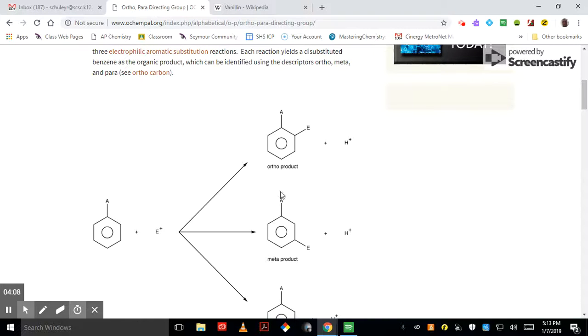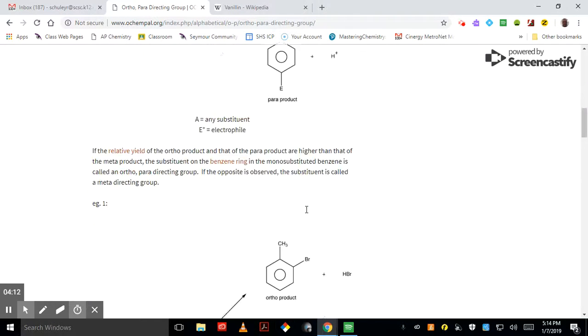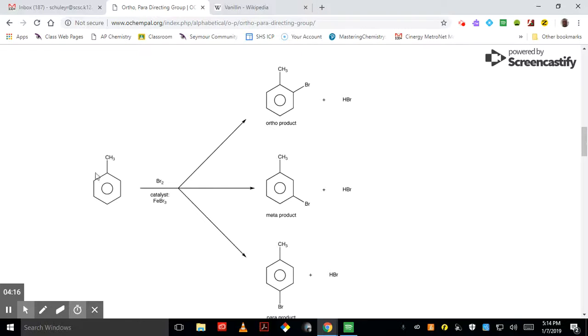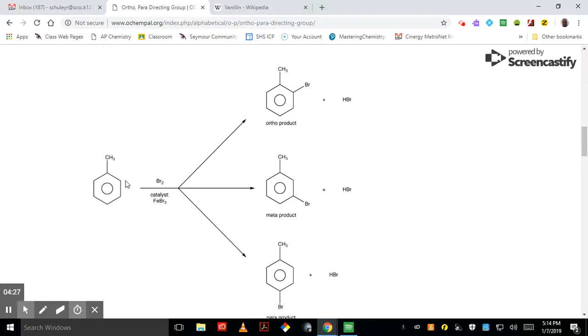Now, it turns out when there's something on a benzene ring, there are different compounds. For example, if we take this compound here, and you'll see it's benzene with a CH3 group on it, toluene. If we take toluene and add bromine to it, there are 3 possible positions it could go to. And the other product will be HBr if we add Br2.